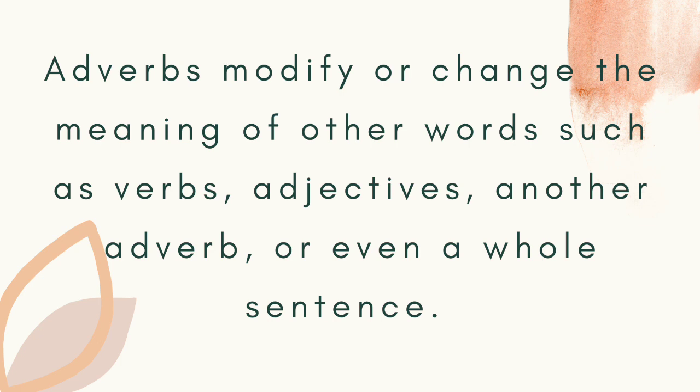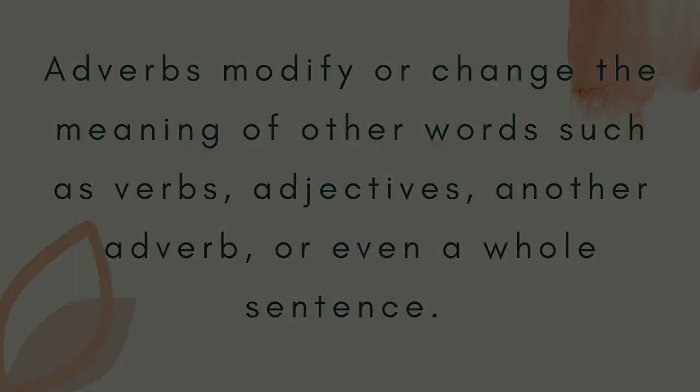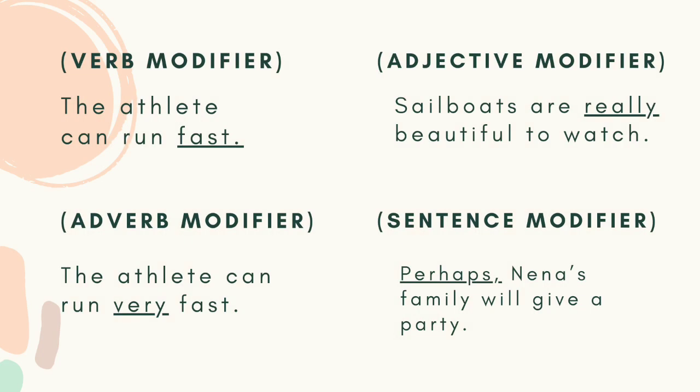Adverbs. Adverbs modify or change the meaning of other words such as verbs, adjectives, another adverb, or even a whole sentence. There are different types of adverbs. First is a verb modifier. An example of this is the sentence, "The athlete can run fast." In this sentence, the adverb is fast, and it modifies the word run, which is a verb.